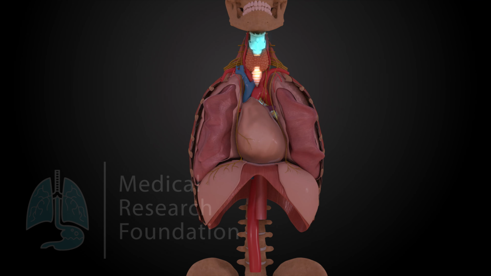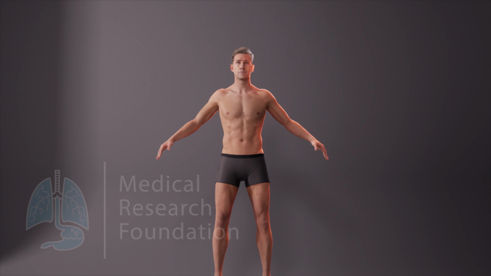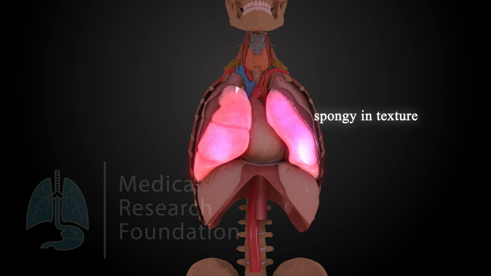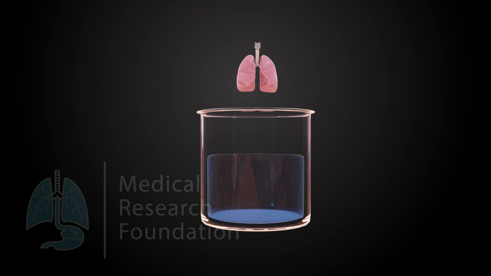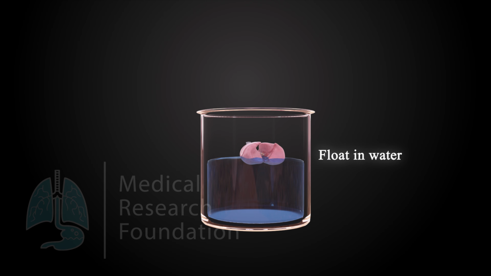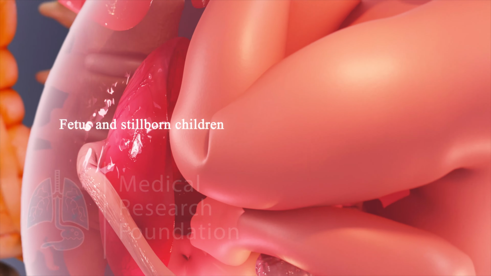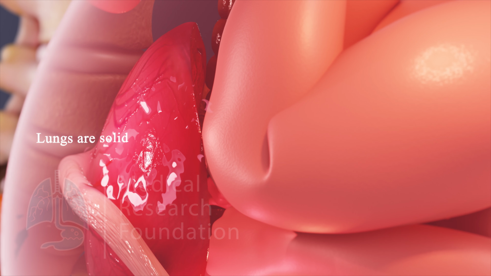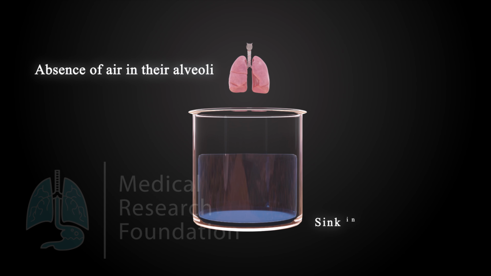The lungs are attached to the trachea and heart by principal bronchi and pulmonary vessels, respectively. In the adults, the lungs are spongy in texture and crepitate on touch due to the presence of air in their alveoli. They float in water. In fetus and stillborn children, the lungs are solid and do not crepitate on touch. Due to the absence of air in their alveoli, they sink in water.